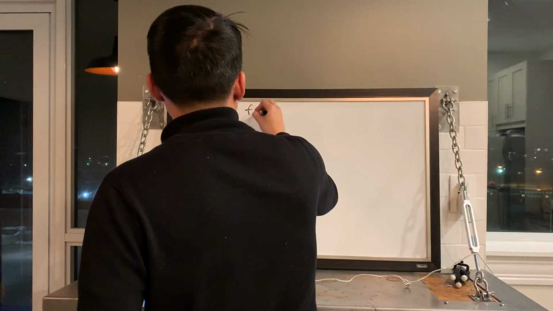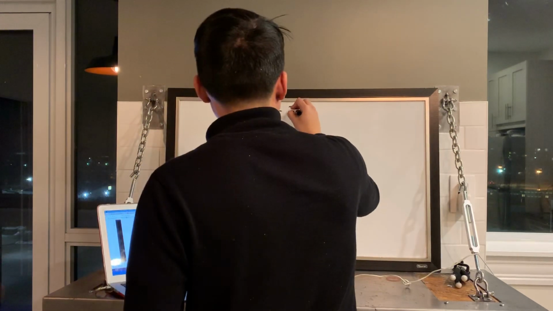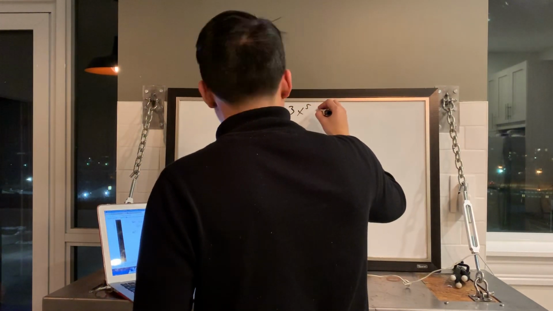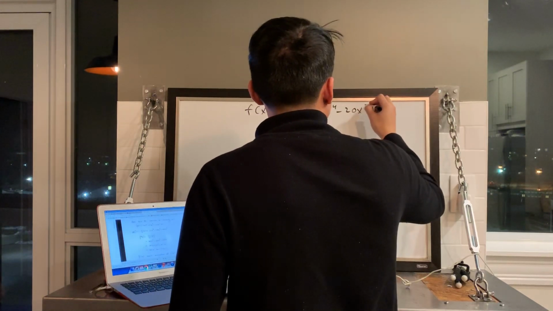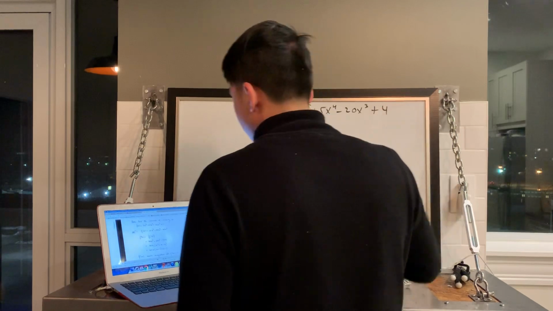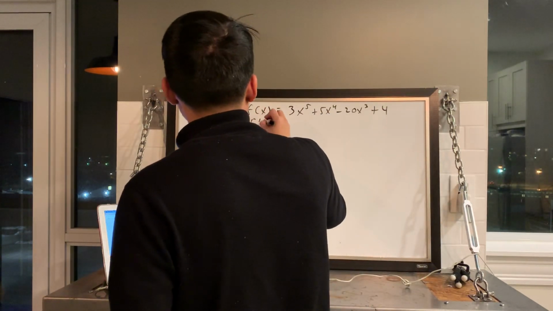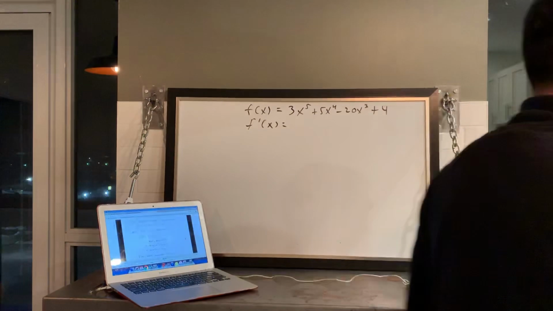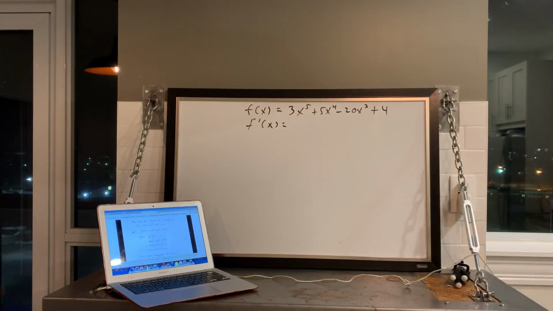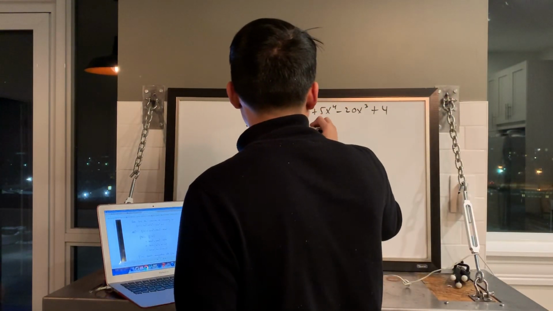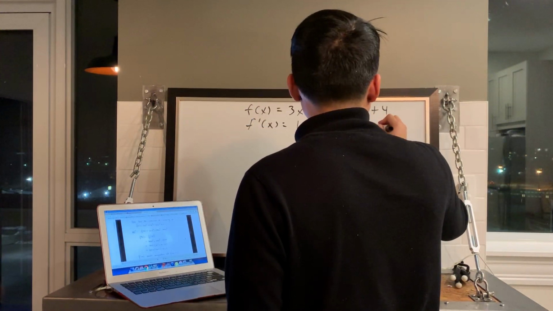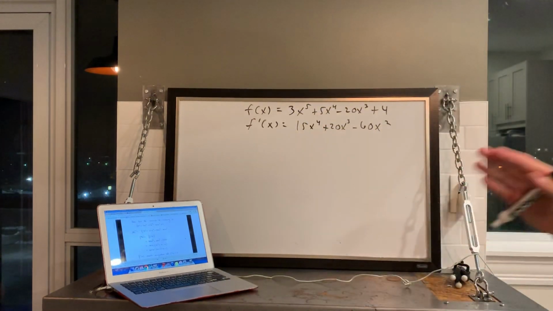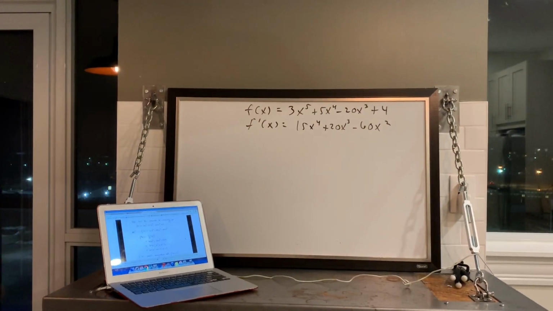So if f of x is equal to 3x to the 5 plus 5x to the 4 minus 20x cubed plus 4, then f prime of x, again, I'll get out of your way so you can get this down in your notes. f prime of x would be 15x to the 4 plus 20x cubed minus 60x squared plus 0, because the constant is a horizontal line, and the slope of a horizontal line is indeed 0.